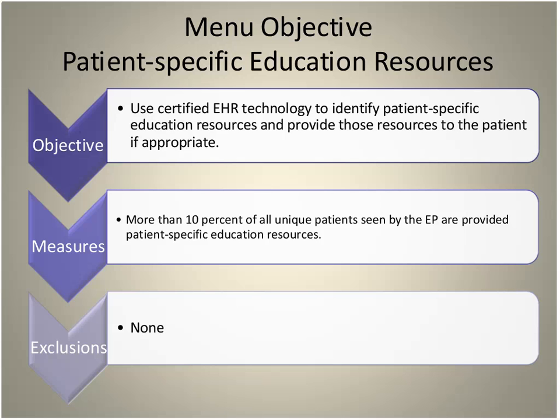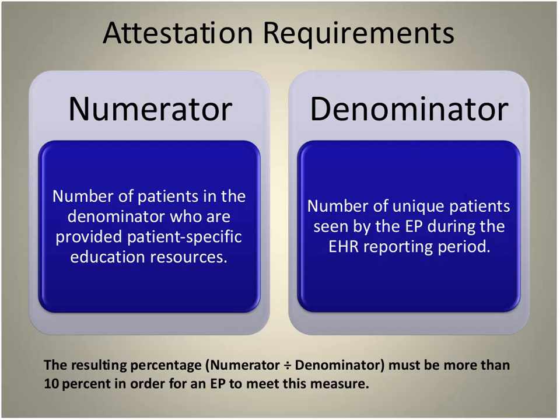The measure is that more than 10% of all unique patients seen by the eligible provider are provided patient-specific education resources. So if my reportable period is a year and I've seen 4,000 unique patients this year, then over 10%, over 400 of those, I have to provide them patient-specific education resources. No exclusions here, but there are a few complicating factors.